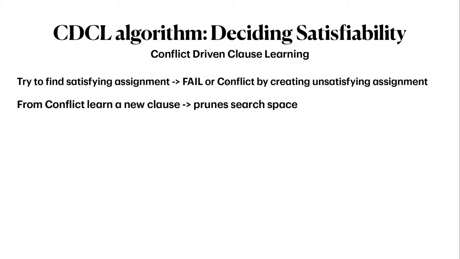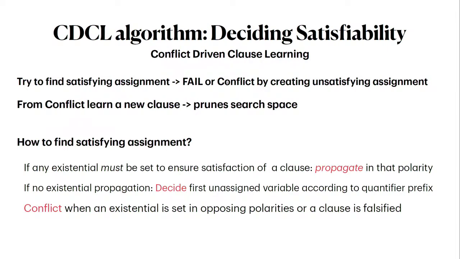This unsatisfying assignment happened because I falsified some clause in my formula. From this, I learned something new. What this learning does is it prunes my search space. Initially, from my 2 raised to power n potential assignments, I have pruned my search space, and I keep going until I hit either a satisfying assignment or I generate a proof of unsatisfiability.